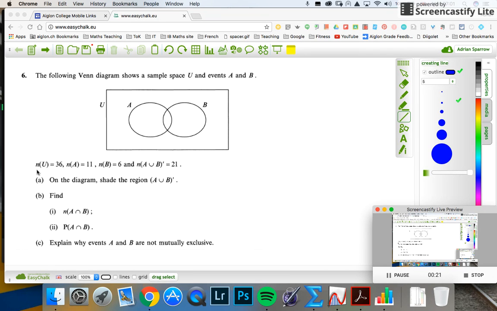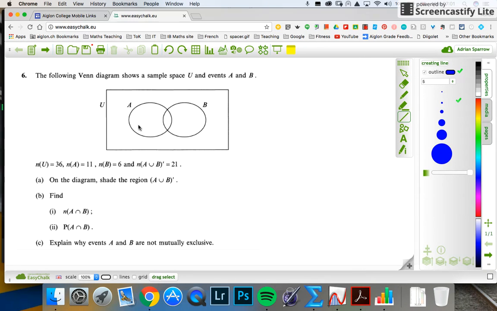understand Venn diagrams. So the number in U, that means the number inside this whole rectangle, is 36. And I have to fill in a number here, a number here, a number here, and a number here. By the way, those four numbers are going to add up to 36. The next thing it says is the number in A is 11.